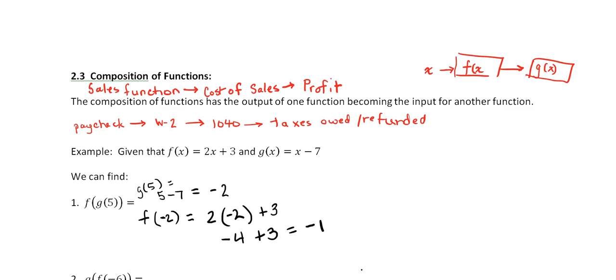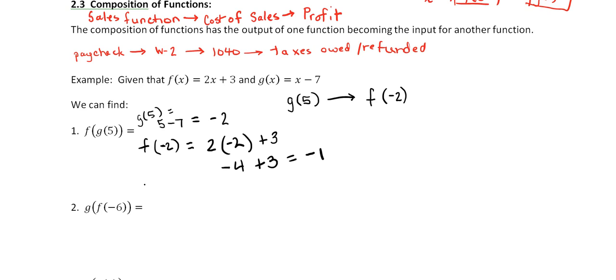Alright, so as you can see, the g of 5 became the result that went into the f of negative 2. Right? So that's kind of how that worked. So in our next case, I'm going to go ahead and take a look.